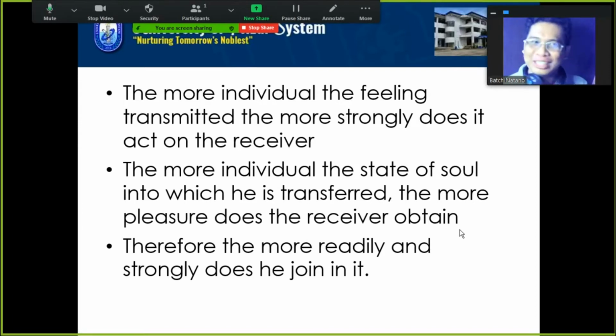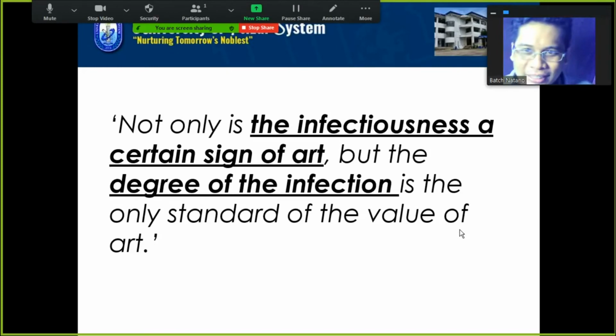That's an infectious theory. That's how I was infected. Yung nangyari sa akin, yung kay JD, that's infectious theory. Not only is the infectiousness a certain sign of art, but the degree of the infection is the only standard of the value of art.